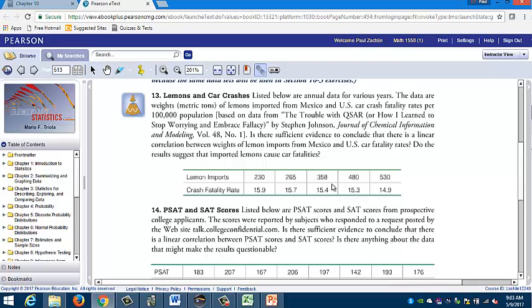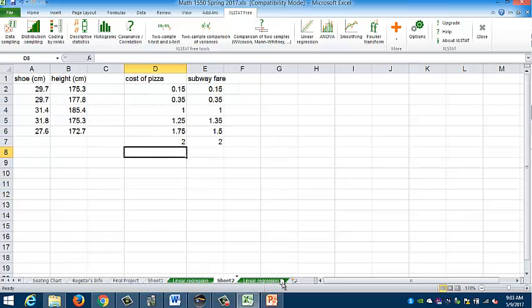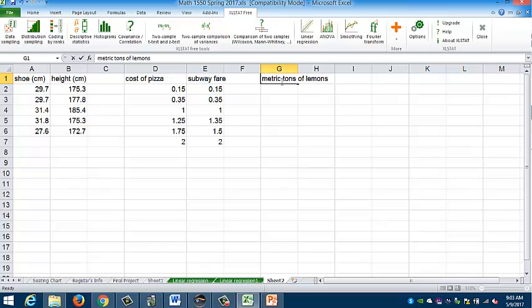So here we go. We're going to plug that data into Excel, and we're going to see how this all works. You did it on the calculator? Let's try the computer then, because you have to do the computer for the project anyway. All right, so I'm going to do metric tons of lemons, and then next to it, what was the other thing? Oh, it was the U.S. car crash fatality rate.